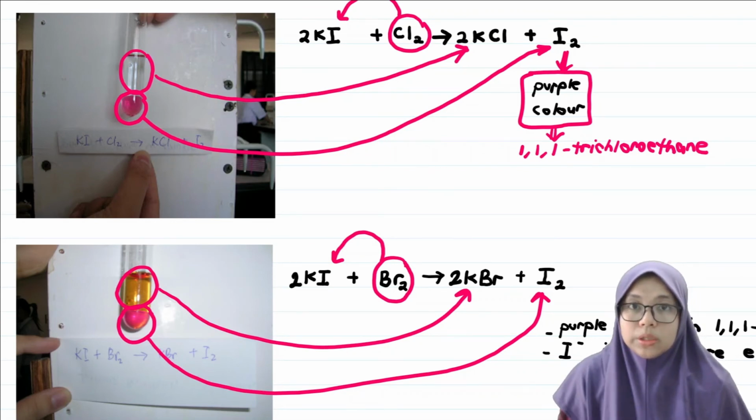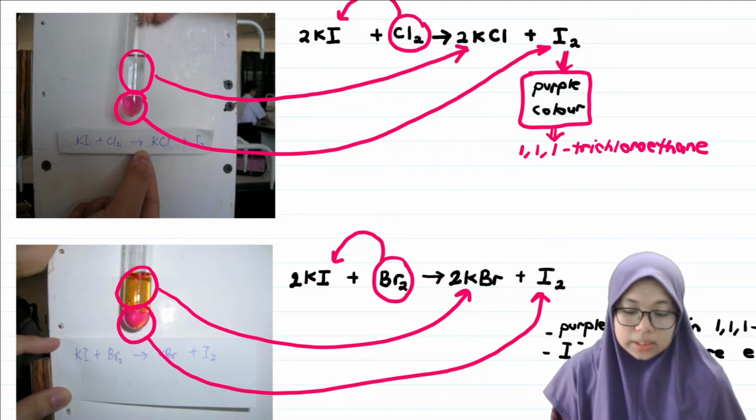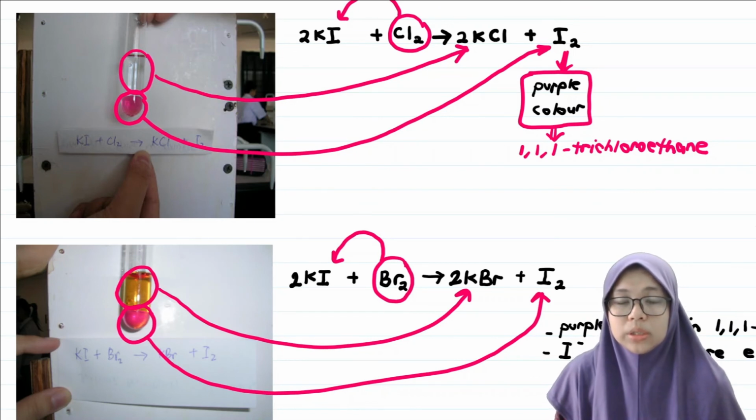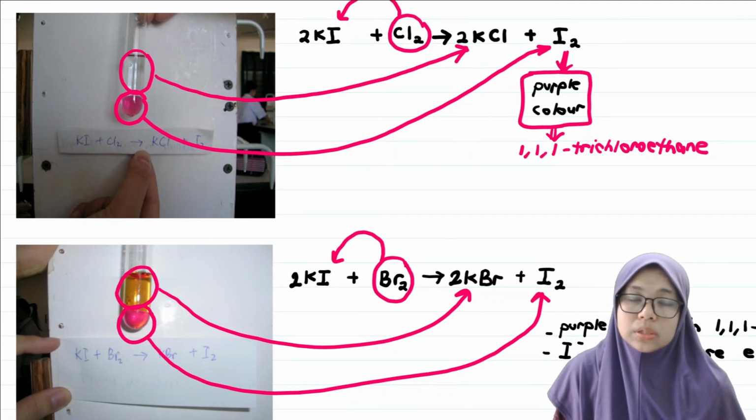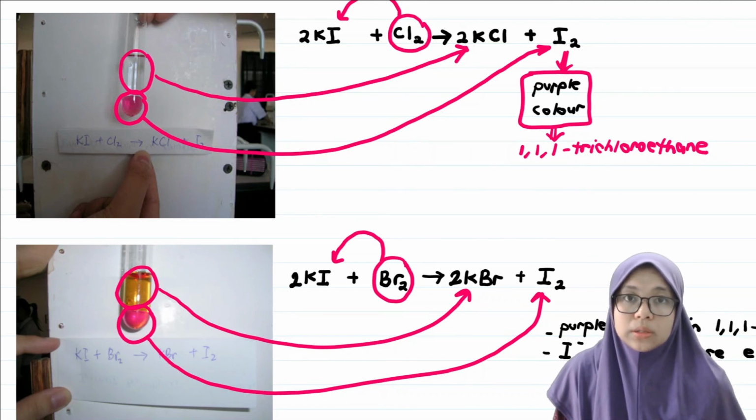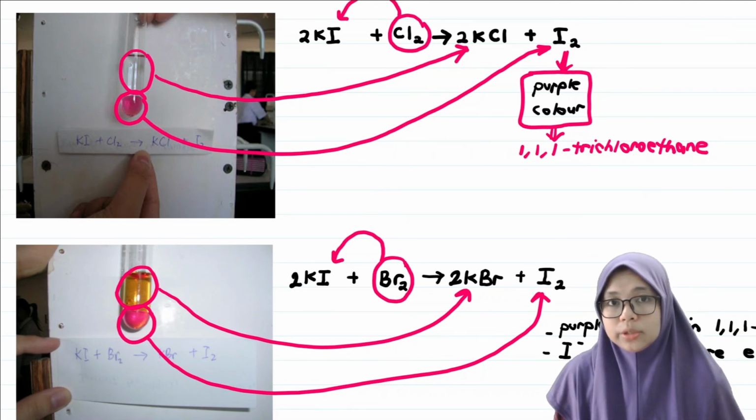Okay, so I want you to try out the exercise that I pasted in the description area. So you can try to write down the half equation, the ionic equation, and determine which one is the oxidizing agent, the reducing agent, the reactant that oxidizes, and also the reactant that reduces in this reaction.